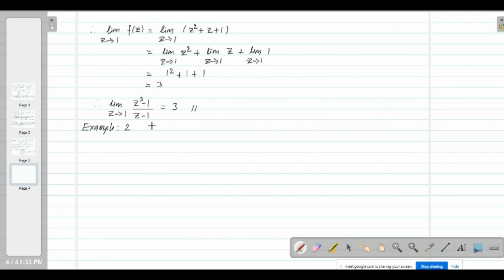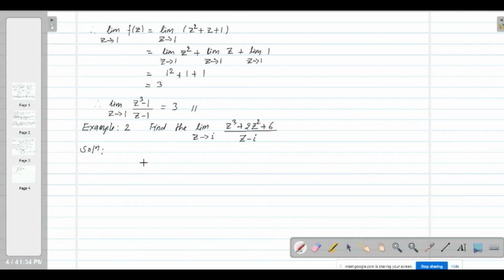Find the limit of the function. Find the limit as z tending to i of (z cubed plus 2 times z squared plus 6) divided by (z minus i). Let us see how to find the limit of this function. Okay, solution.